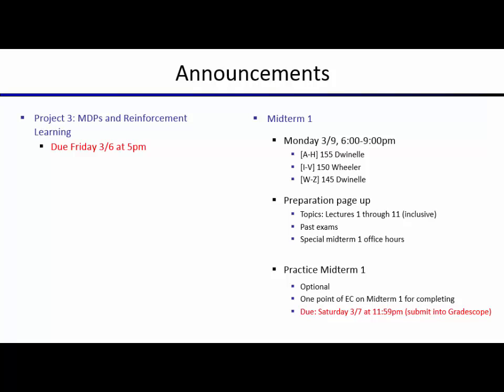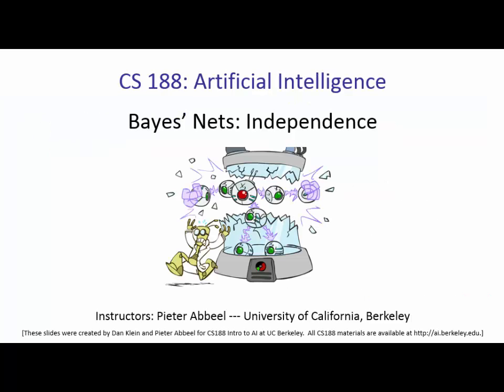All right, let's get started then. Topic for today is our second lecture on Bayes nets, and we'll start looking at independence in more detail as we can read it off from the graphs.